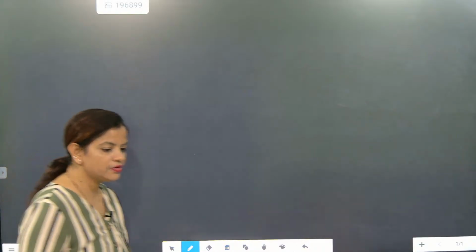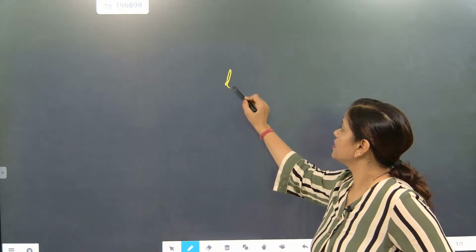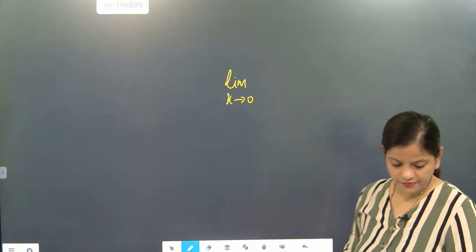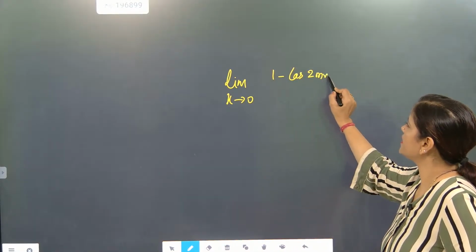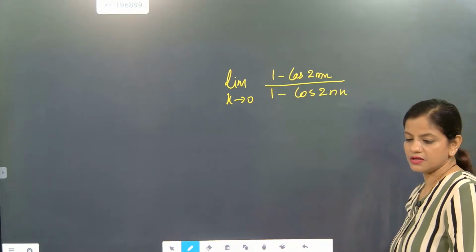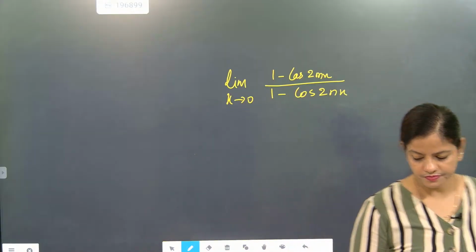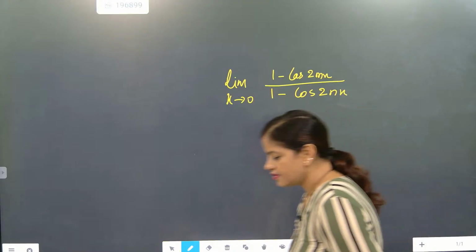Shall we go for one very good question? A simple question I am giving you, not at all complex. If this comes as a question: limit x tends to 0, 1 minus cos 2mx by 1 minus cos 2nx. Now what should be your idea for solving this question? Try this question.